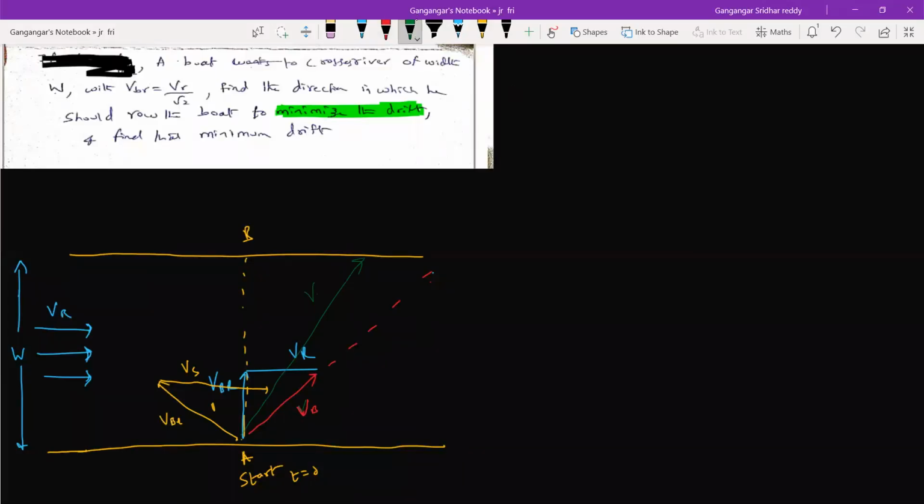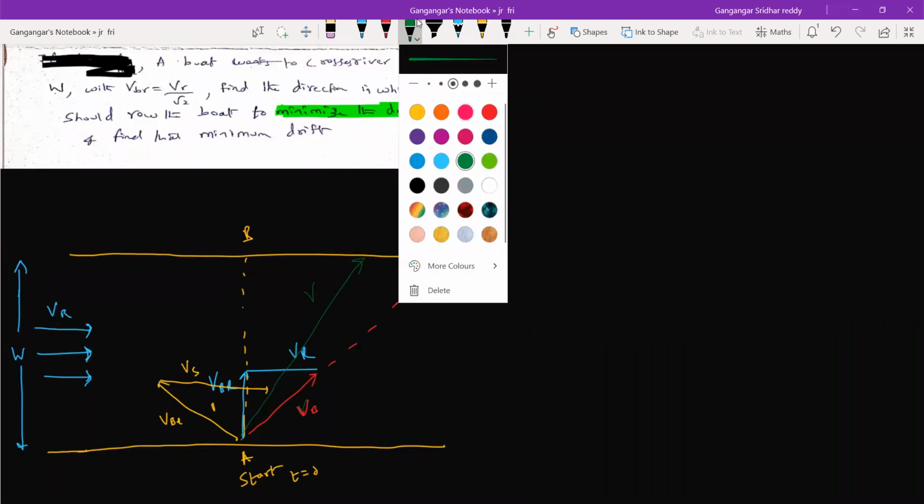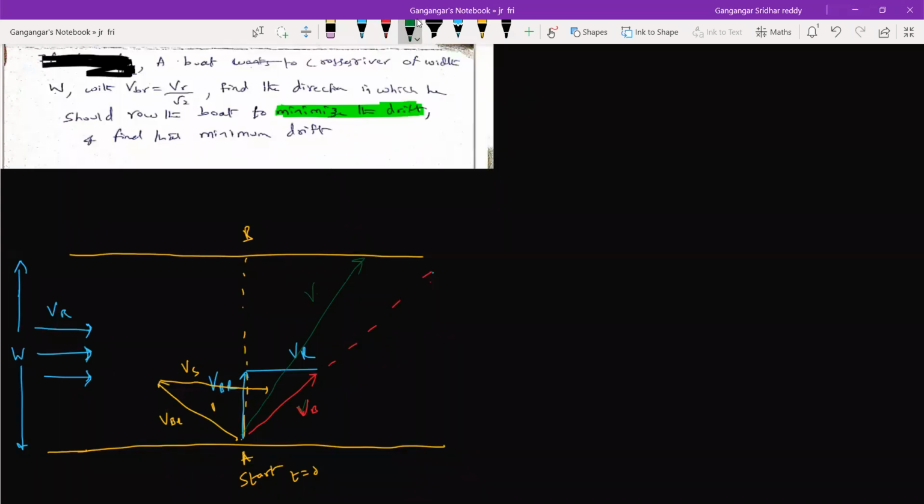I'm asking you to analyze. Don't go for solving the problem. First, you analyze it. What are the conditions here? Now look at this one. This is VB dash. Tell me in which case it is minimum. Upstream, sir.